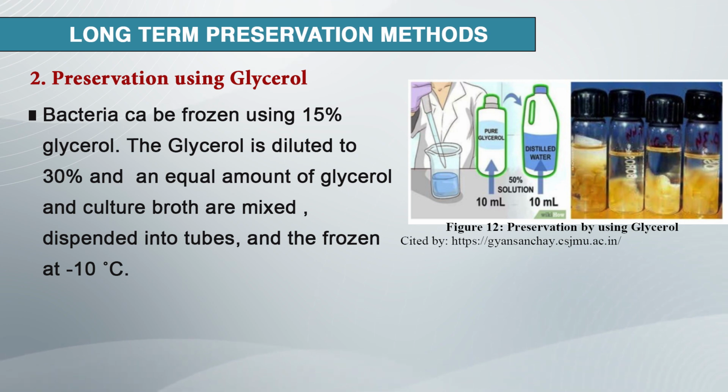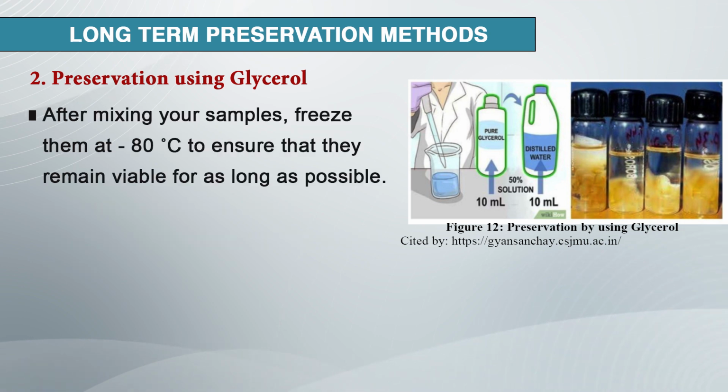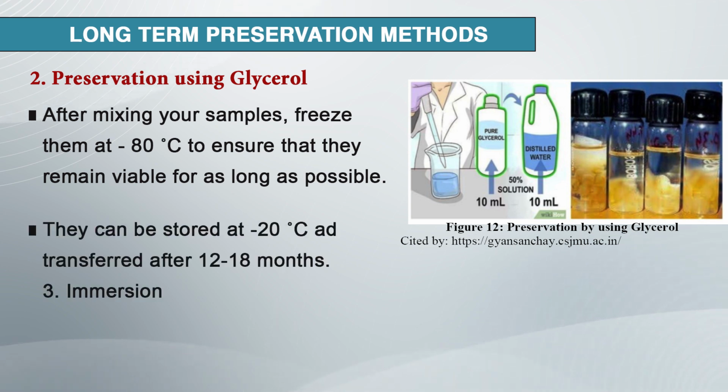Preservation by glycerol. Bacteria can be frozen using 15% glycerol. The glycerol is diluted to 30% and an equal amount of glycerol and culture broth are mixed, dispensed into tubes and frozen at minus 10 degrees Celsius. After mixing our sample, the freezing method at minus 80 degrees Celsius ensures that they remain viable for as long as possible. They can be stored at minus 20 degrees Celsius and transferred after 12 to 18 months.